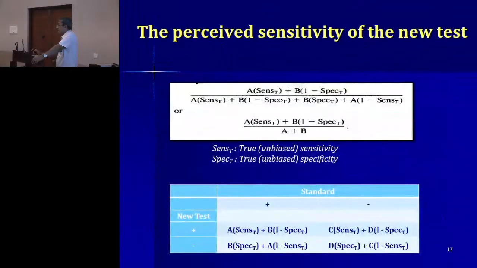Okay, so this is the perceived sensitivity of the new test. Here is the true, unbiased sensitivity, and this is the unbiased or true specificity. So it becomes like this. What you observe, the A you get in the box, is the true one plus B. So this is the formula that is there. Just to try to understand, this whole thing comes down to this.